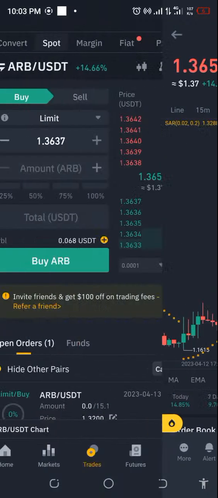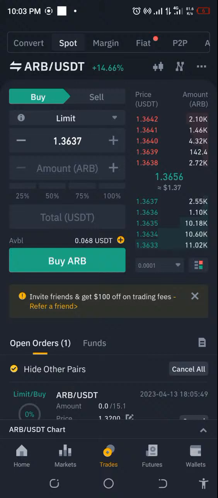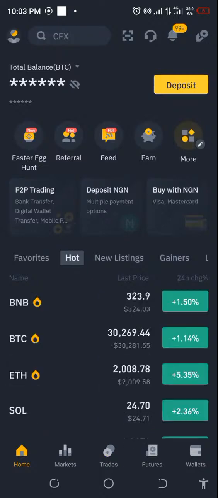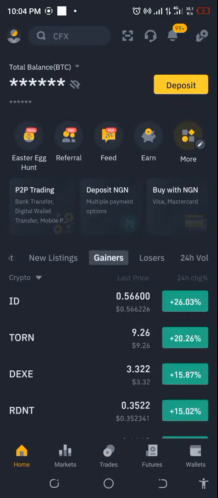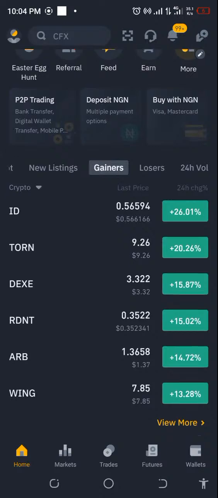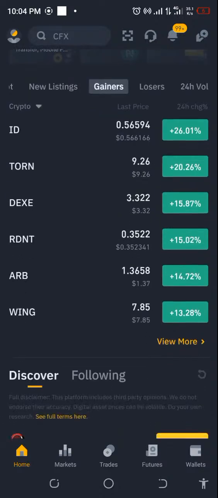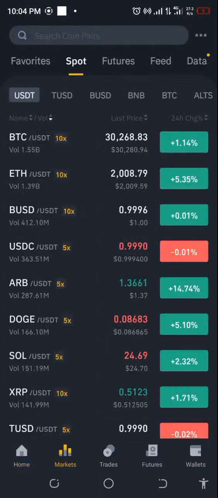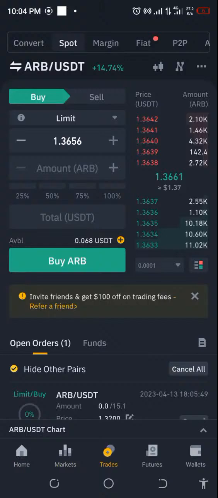I'm just going to go check again. Let's look under gainers to see whether it's also there. I mean, it's under new listings, but let's just be sure that it's also under gainers. Okay, is it on the gainers? Should I go with this? Okay, ARB is on the gainers. Okay, let's try this. Let's go ahead and just buy outrightly, and then we'll set a sell limit.